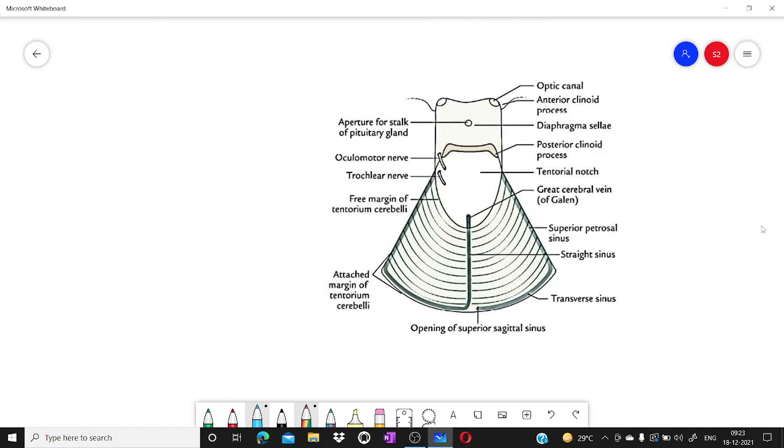Here also you are able to see the tentorial notch in detail. So I have said that at the point of intersection of the free margin and attached margin, you can see two cranial nerves, that is the oculomotor nerve and the trochlear nerve. Okay.